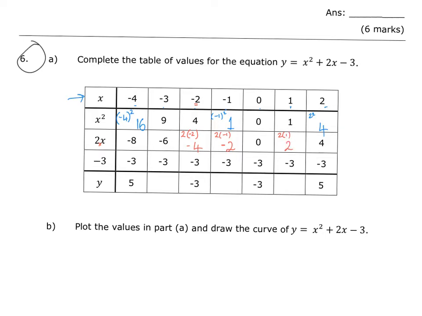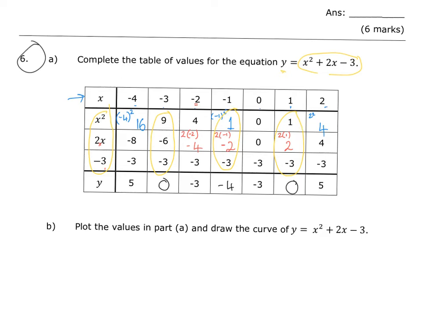Okay, the minus 3 is constant, and in fact you have a minus 3 throughout. Now what is y? To get the value of y, we need to add the x squared, the 2x, and the negative 3, because all of those make up y. So 9 minus 6 minus 3, and that is 0. We have 1 minus 2 minus 3, okay? So 1 minus 5, which is minus 4. 1 plus 2 and minus 3, which is 0.